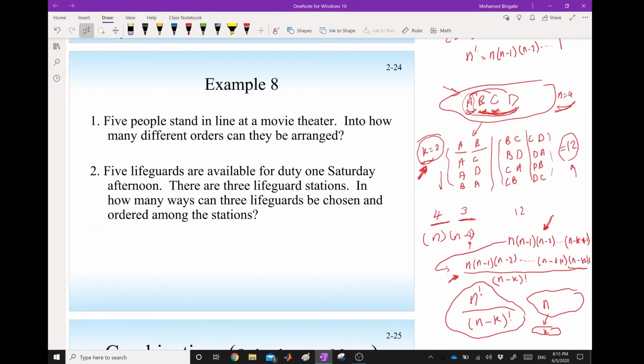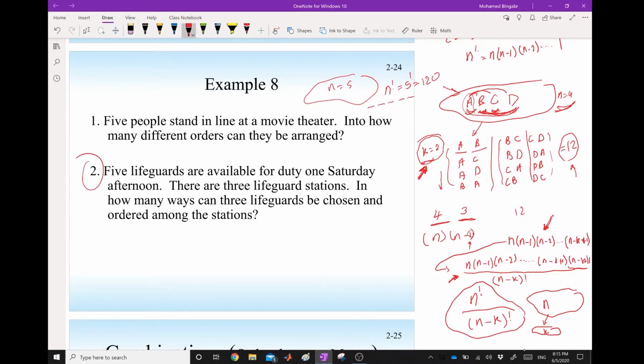Now let's look at this example. 5 people stand in a line at a movie theater. Into how many different orders can they be arranged? So you have a population that consists of n equal 5, and you want to arrange them in this pattern, and order matters, so that will be n factorial. So that is 5 factorial, and this is 5 times 4, 20, times 3, 60, times 2, 120, times 1, 120. Let's look at the second example here.